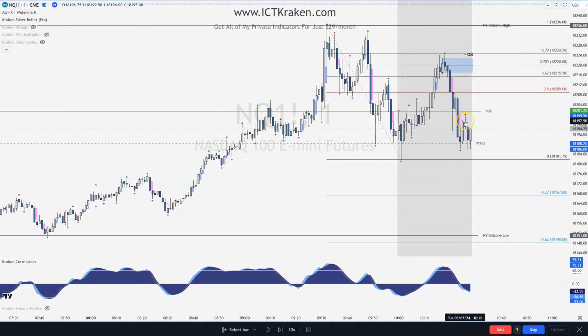Why am I not taking this entry? Because if you pull the fib from here to here, this is in a discount. You don't short from a discount. You don't want to, so that's not advised. And my first target was here, so I'm really close to that, so I would want to be up here anyway.